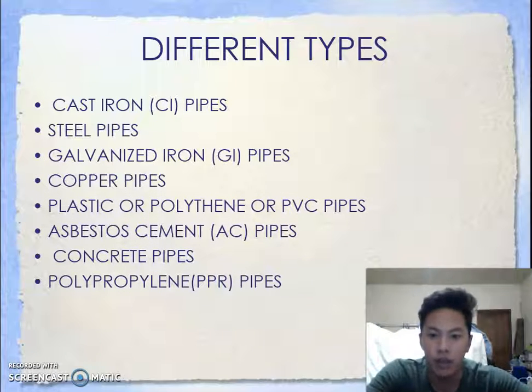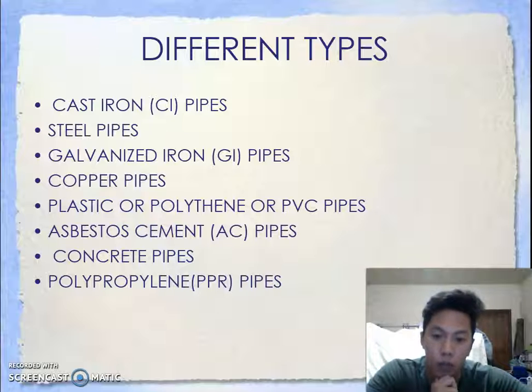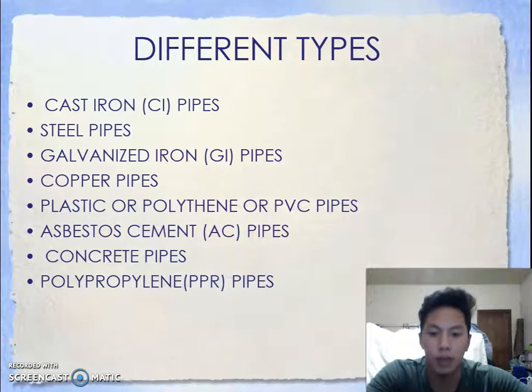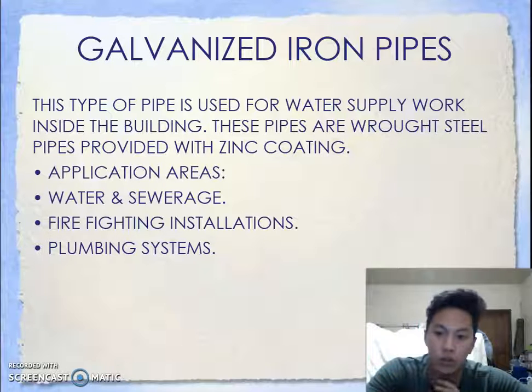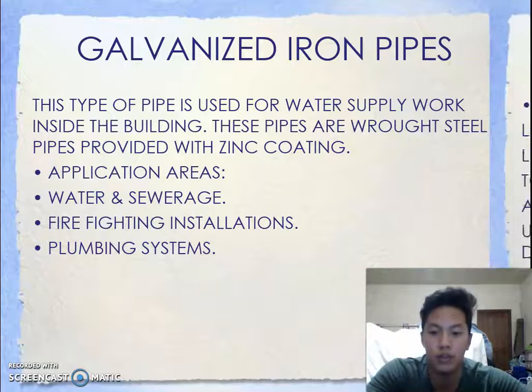These are the different types: cast iron pipes, steel pipes, galvanized iron pipes, copper pipes, plastic or polyethylene pipes, called PVC pipes, asbestos cement pipes, and concrete pipes, and the last one is polypropylene pipes. Galvanized iron pipes: this type of pipe is used for water supply work inside the building. These pipes are steel pipes provided with a zinc coating. Application areas are water and storage, like firefighting installation, and plumbing systems.